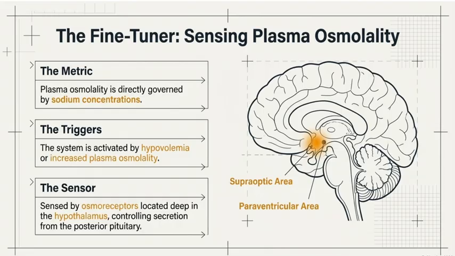So far we have discussed volume. Now let's talk about osmolality control. Plasma osmolality is primarily determined by sodium concentration. This system is triggered by hyperosmolarity and hypovolemia. These changes are detected by osmoreceptors in the hypothalamus, which then control vasopressin release from the posterior pituitary.